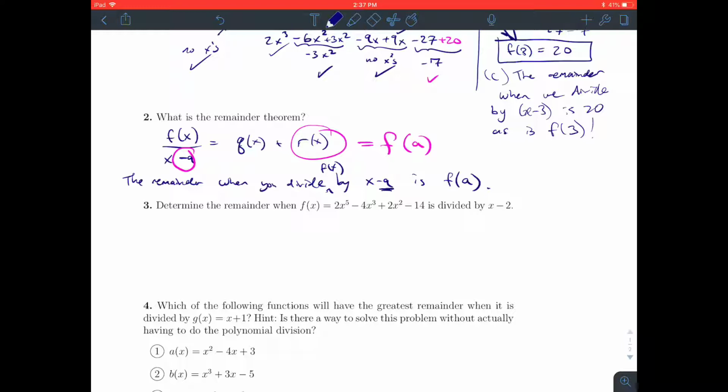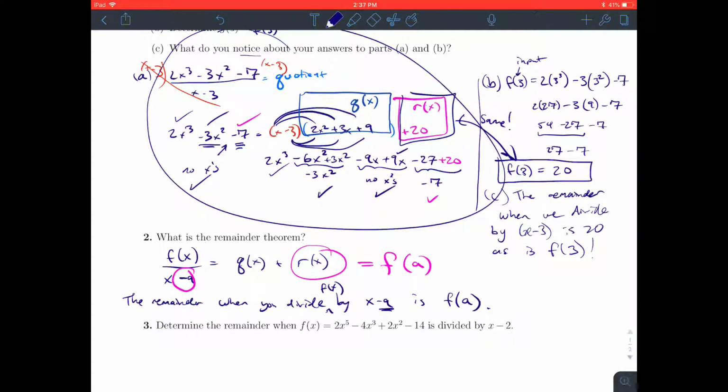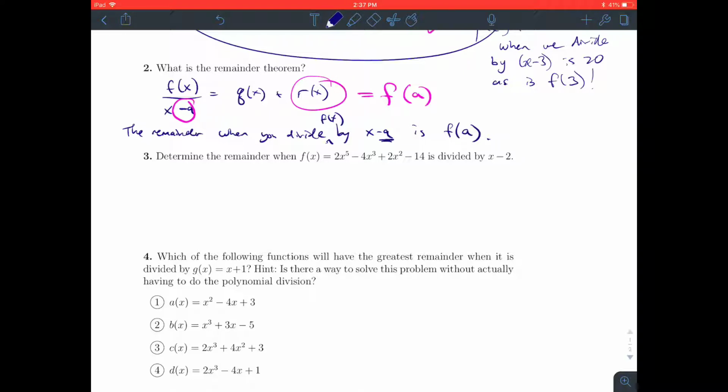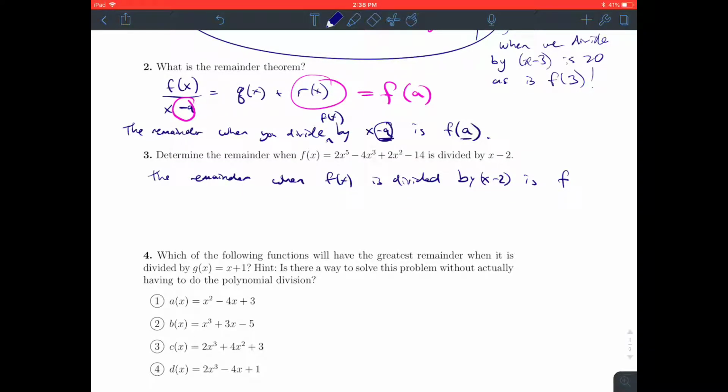So determine the remainder when this is divided by x minus 2. Now usually you'd have to go through that very long process that we did over here to find the remainder. But because we just want the remainder, we can actually use the remainder theorem. What the remainder theorem says here is the remainder when f of x is divided by x minus 2 is f of, instead of minus a, the remainder theorem says f of a, so we do f of, instead of minus 2, 2. So to skip the whole division, all we have to do is plug in 2.